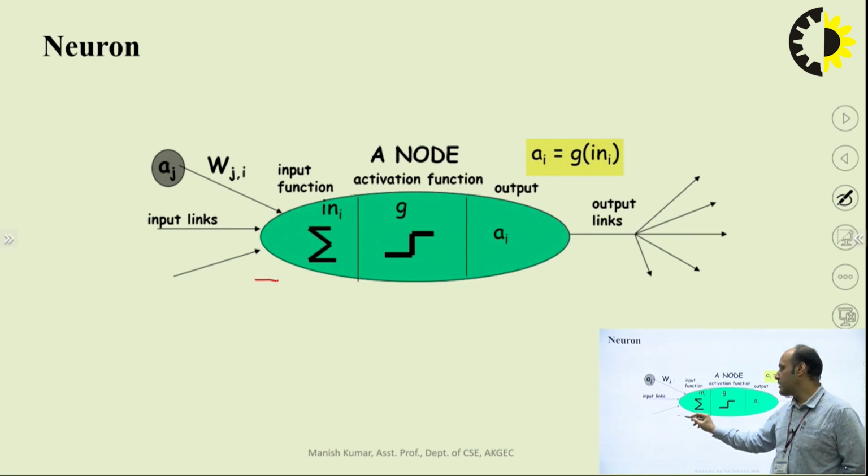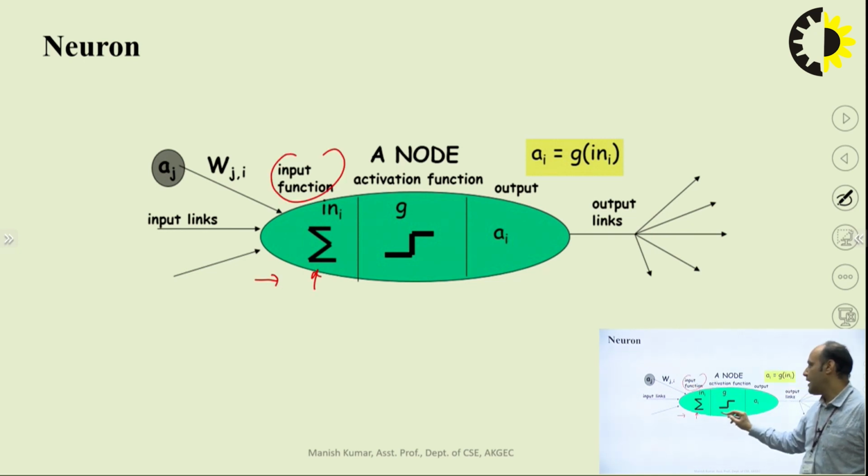This is how it works. We give input, this is the input function, summation is done, and after summation an activation function is used. There are several activation functions like the signum function, sigmoidal function, sine function, and step function, which control the input. Output is generated and we get the output link, and this output can be an input to some other network.